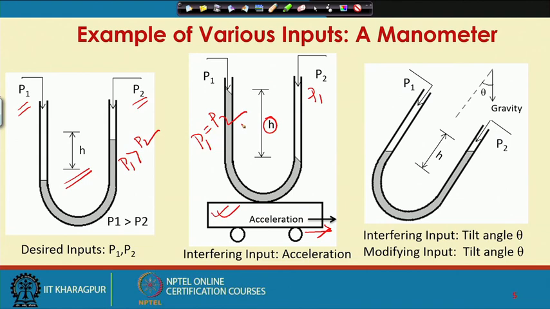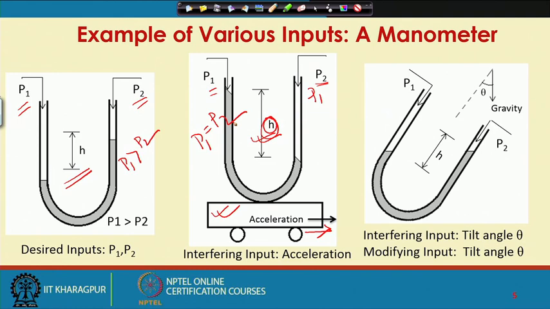but a simple analysis will tell you that if you place this manometer on a vehicle which is moving with an acceleration, there will be a non-zero H even if the pressure sources are same. This is because the acceleration works as an interfering input. So, this H is not because of difference in pressure, but this H is a result of acceleration. So, manometer becomes unintentionally sensitive to acceleration. So, acceleration is an interfering input.